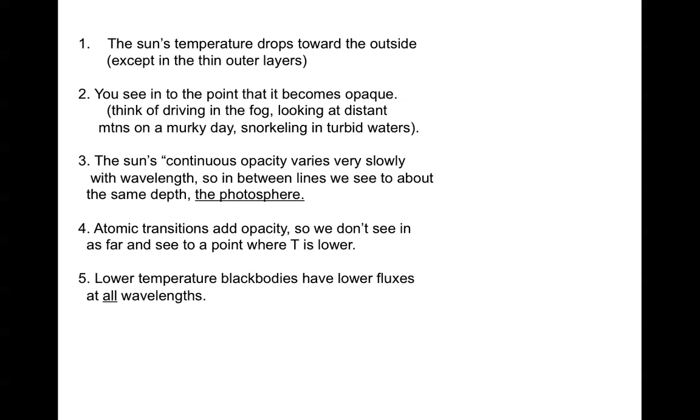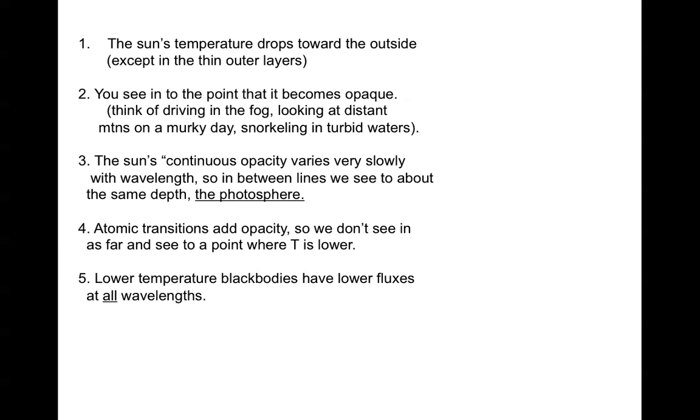Now think about it instead of in distance, in terms of wavelength. The Sun's continuous opacity, the ability of the Sun to absorb light at all wavelengths, varies very slowly with wavelength. So in between the lines we see into about the same depth. This is what actually defines the photosphere. This is the place where the atmosphere becomes opaque.